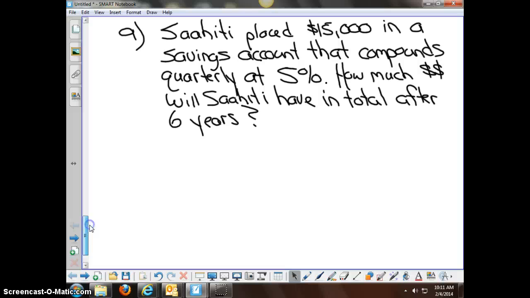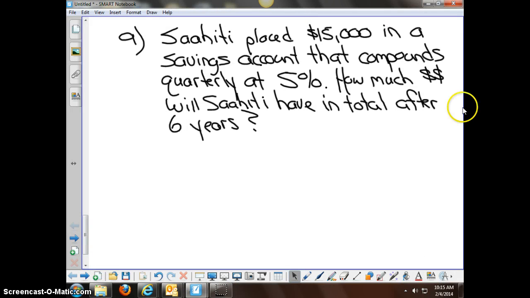Saahit placed 15 grand in a savings account that compounds quarterly at 5%. You guys know what quarterly means? Yep. Every how many months? Three. Every 3 months at 5%. How much money will Saahit have in total after 6 years? Continue with this problem.